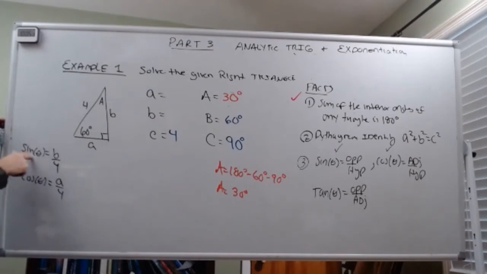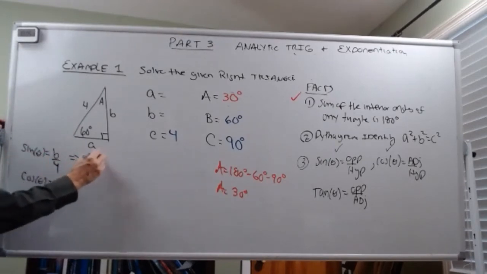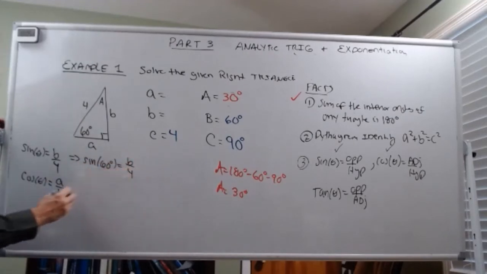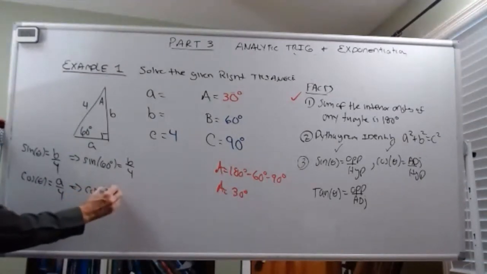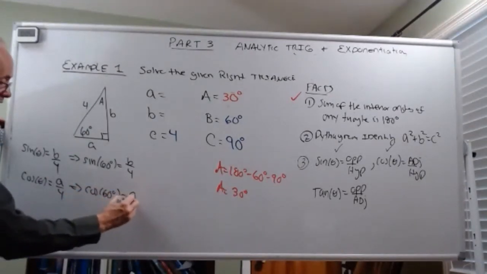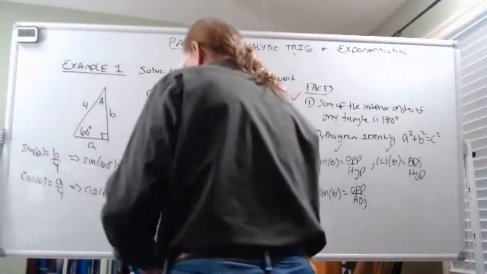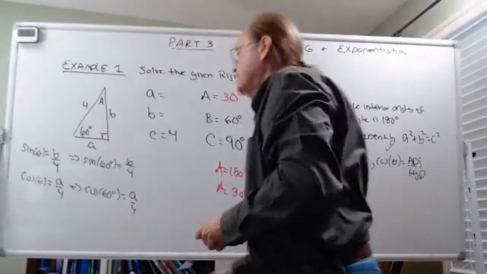This is my angle theta, but I know what theta is. So in this case, I have the sine of 60 degrees is equal to B over 4, or the cosine of 60 degrees is equal to A over 4. Well, we also know the values of the sine and cosine of 60.